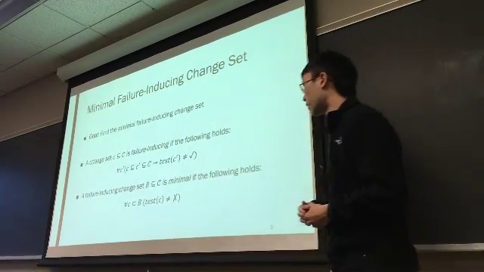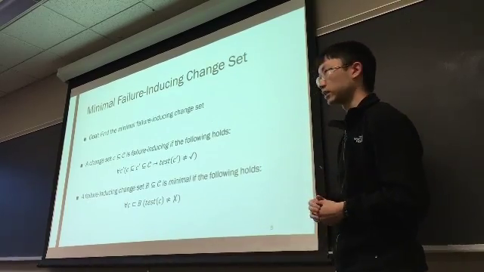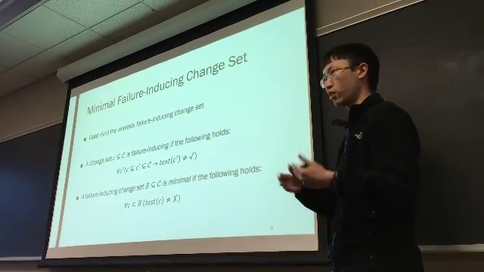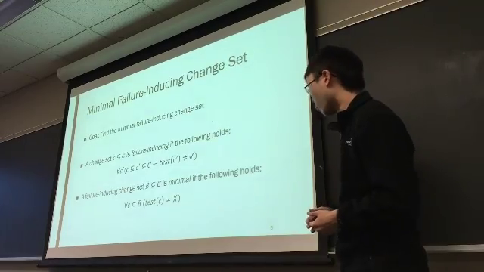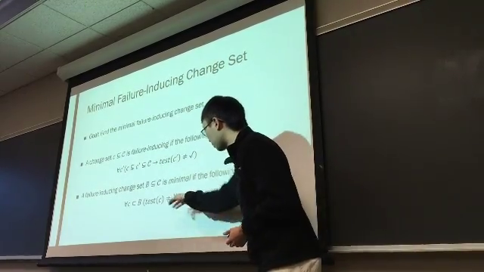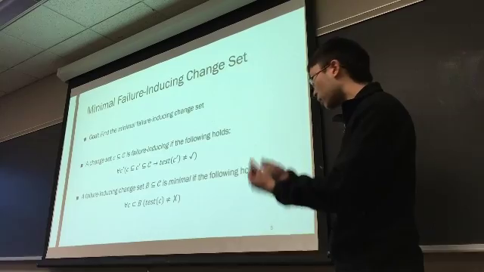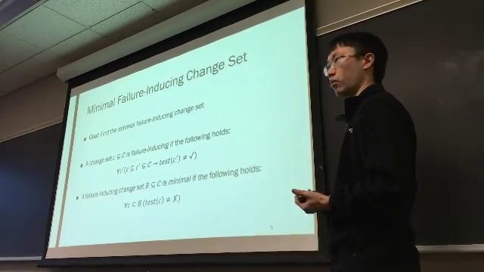And by definition, our set of all changes, big C, is failure-inducing, but that's not really helpful. I mean, we already know that. We want to find the minimal set. We find some set where if you take a subset of that, it's not going to fail anymore.